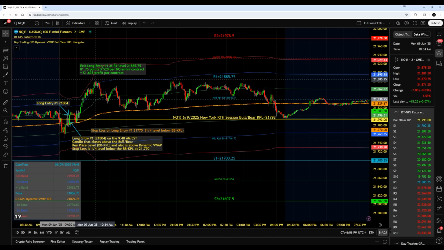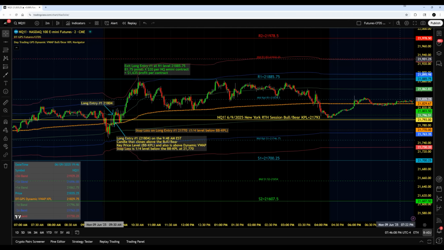21,890.75. So the prudent thing to do is just go ahead and set a take profit order either right at the R1 of 21,885.75, or you could put it maybe a point below it, which would be 21,884.75, or somewhere in between those two. But we have the exit of the long entry here at the R1 level of 21,885.75.